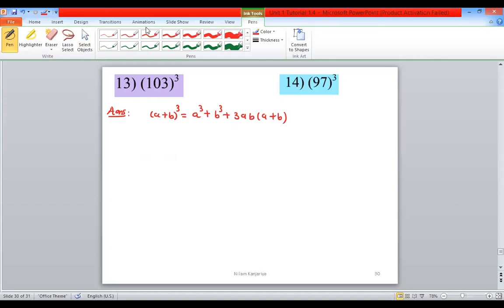Okay. So here you can take the partition. 103 whole cube is written like (100 plus 3) whole cube. Here you use the cube identity. So use the formula of the cube: 100 cube plus 3 cube plus 3 into 100 into 3, then (100 plus 3).